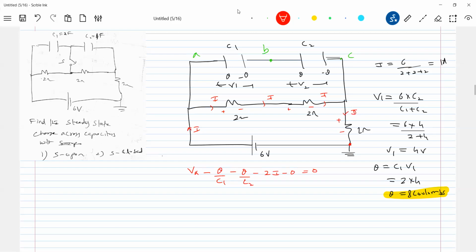Or you can do one thing simple. You can come like this, no? Another path. What is another path? You are saying VA minus 6 minus 0 equals 0. This is a path, no?